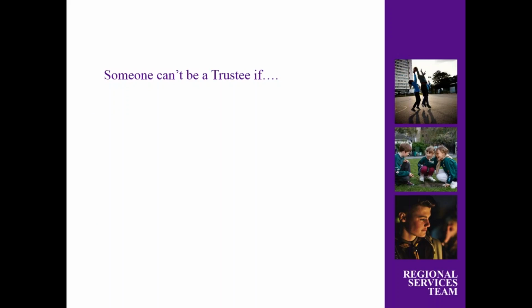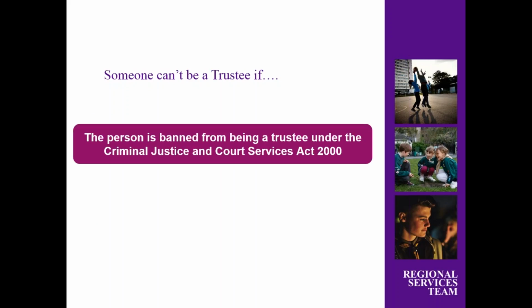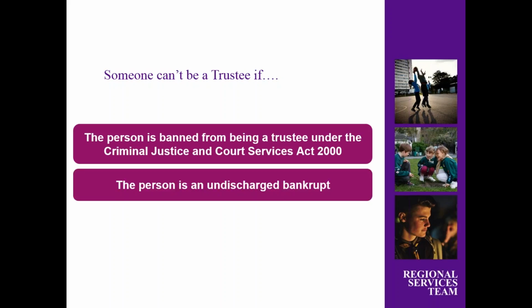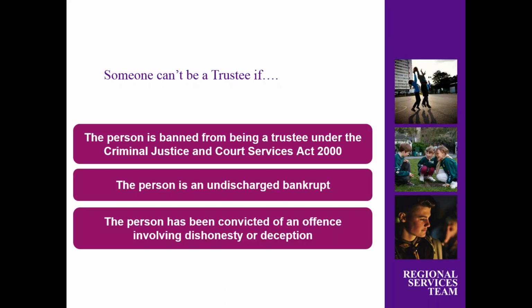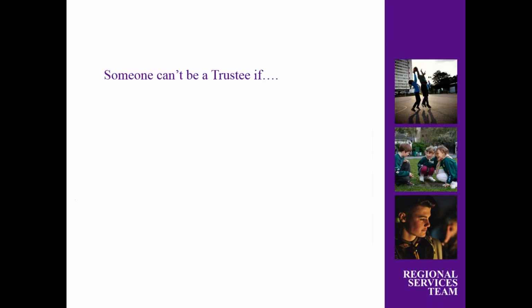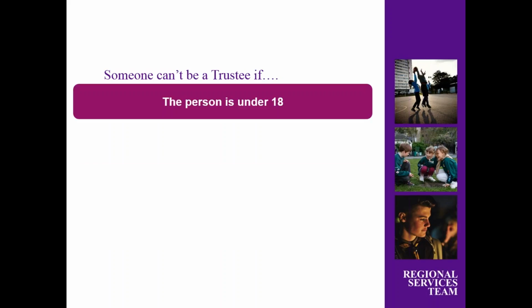Some people can't be a trustee. You can't be a trustee if you're banned from being a trustee under the Criminal Justice and Court Services Act 2000, if the person is an undischarged bankrupt, if the person has been convicted of an offence involving dishonesty or deception, or if you're under 18. So those are the categories of where you can't be a trustee.